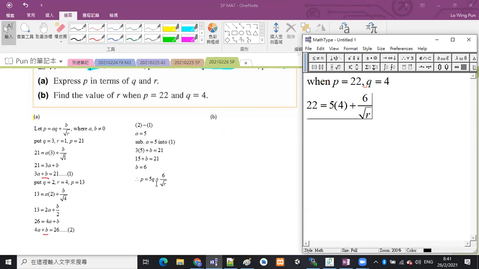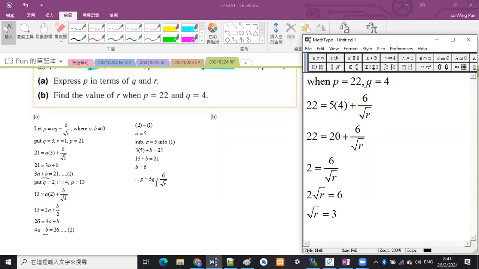We just simplify the numbers first. 22 is equal to 20 plus 6 over square root of R, okay? And then we have number 20 can be subtracted to the left-hand side. 22 minus 20 is 2, is equal to 6 over square root of R. And then we have a fraction, but luckily, the fraction on the right-hand side is one single fraction. So we may just multiply the square root R to the left-hand side, okay? Like this, and then divide the 2 to the right-hand side. 6 over 2 is 3.